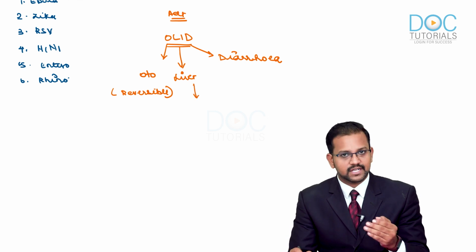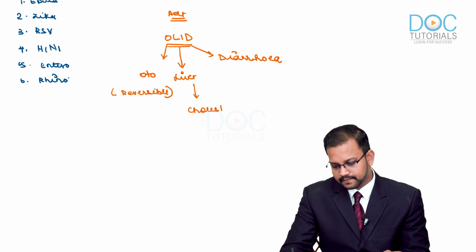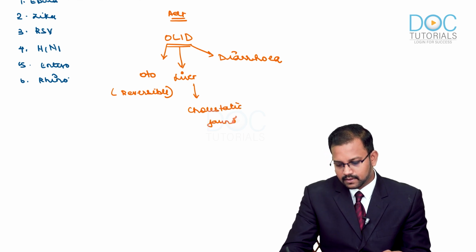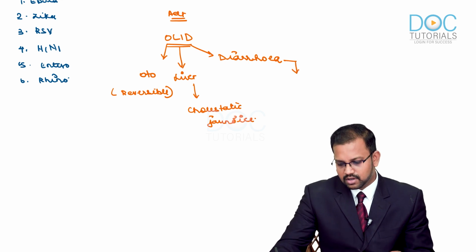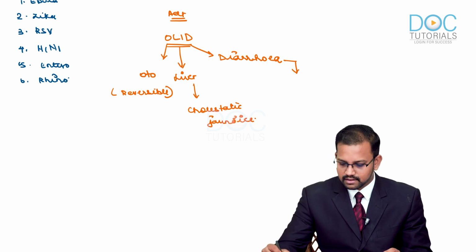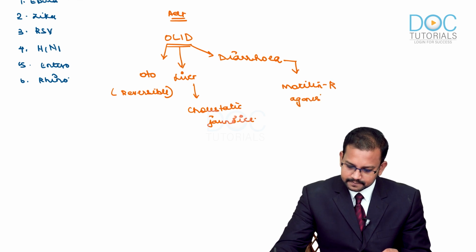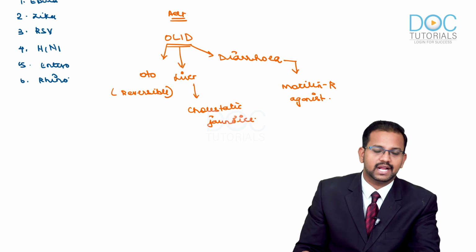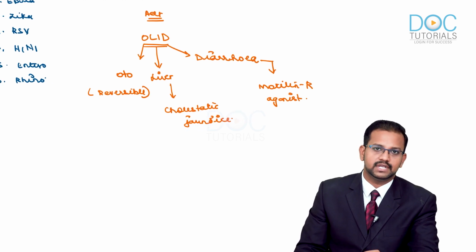Liver, as we have just explained, it might produce cholestatic jaundice. And diarrhea, why is it? Because macrolides tend to act as agonists at motilin receptors. This drug might act as a motilin receptor agonist, and that's why it also tends to produce diarrhea.